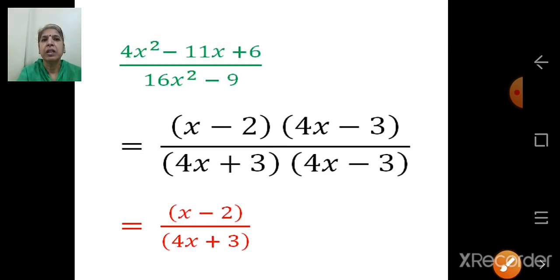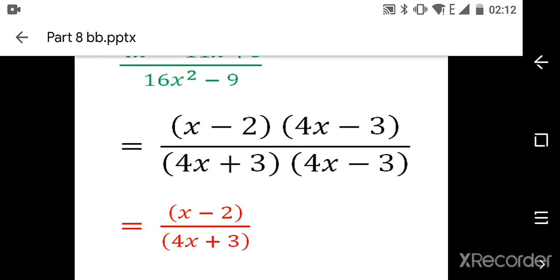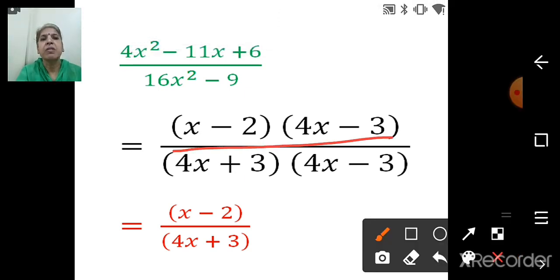Now write the question again. 4x square minus 11x plus 6 upon 16x square minus 9. Now write the factors. Factors of numerator are x minus 2, the whole bracket multiplied by 4x minus 3. And factors of denominator are 4x plus 3 upon 4x minus 3. Here you have to divide. Which are the common factors? So 4x minus 3 is common, 4x minus 3 is common.